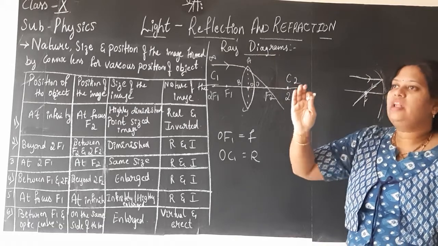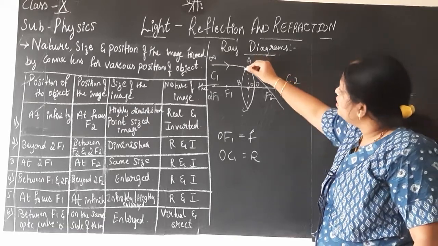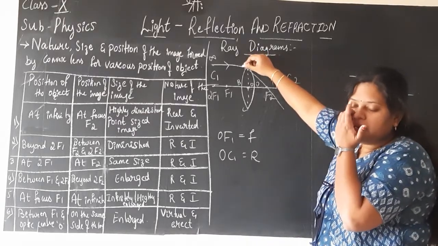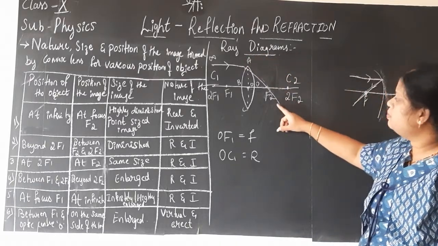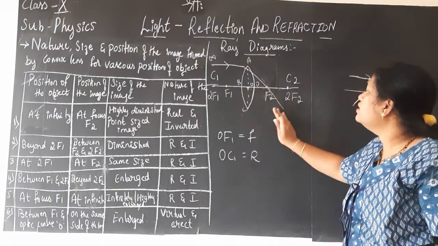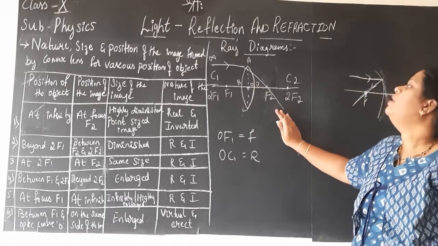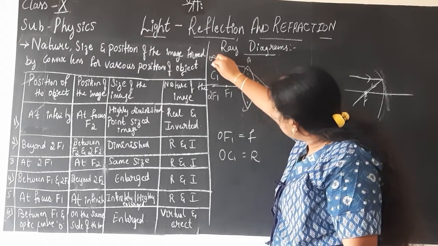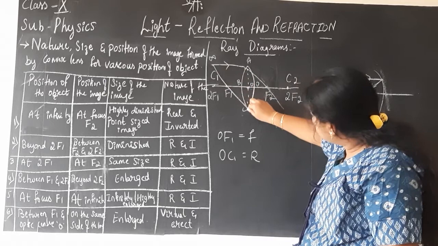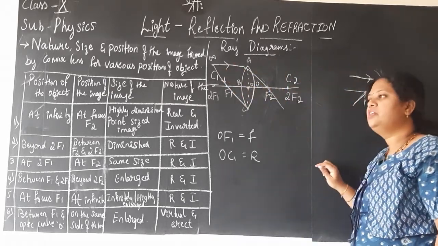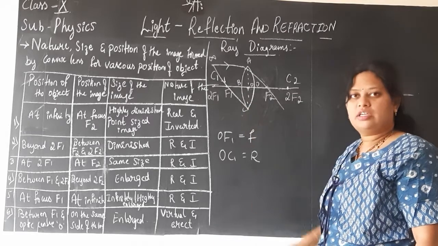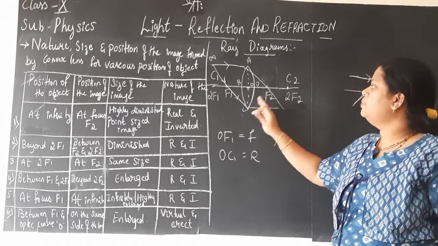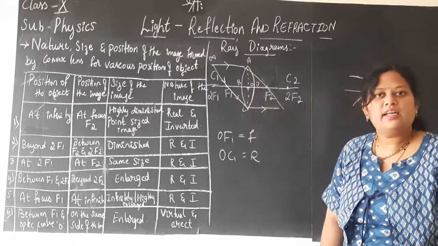You cannot draw the normal, you can show it, but still, children, we will say that the ray of light which is passing parallel to the principal axis will pass through the principal focus of the lens on the other side of the lens. Next point is, any ray of light passing through the principal focus, after refraction, it will pass parallel to the principal axis on the other side of the lens.